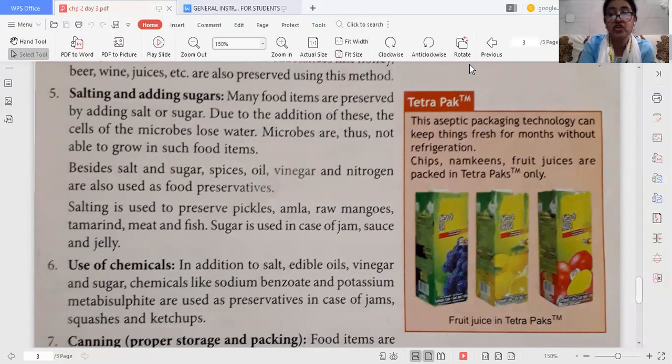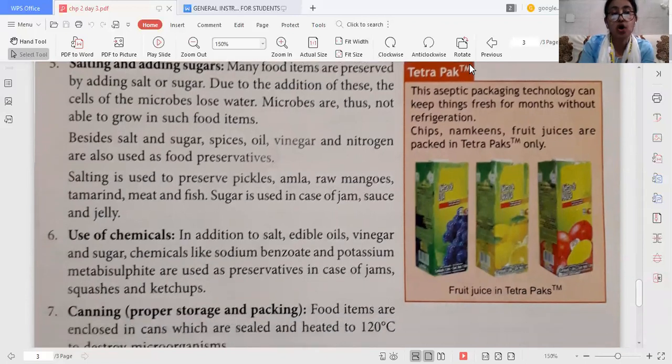Like salt and sugar, spices, oil, vinegar, they all are food preservatives which can be used at home to preserve our food items. Like salt is used to preserve pickles, mangoes, tamarind, imli, meat, fish, and sugar in case of jam, sauce, jelly, they are used.